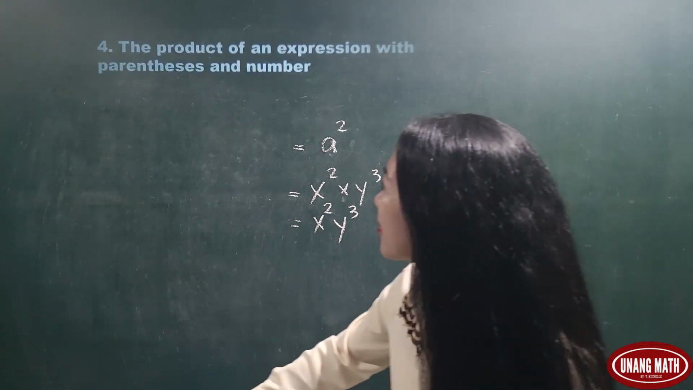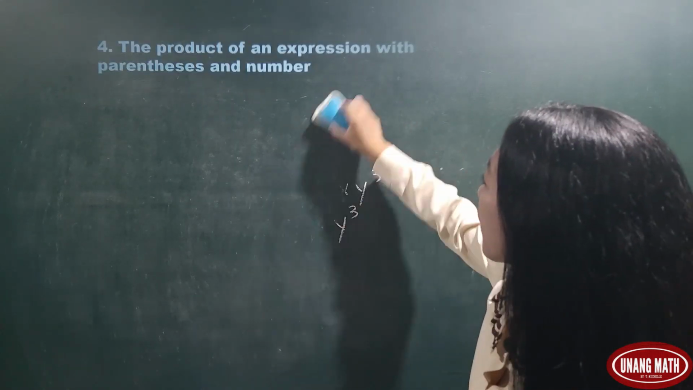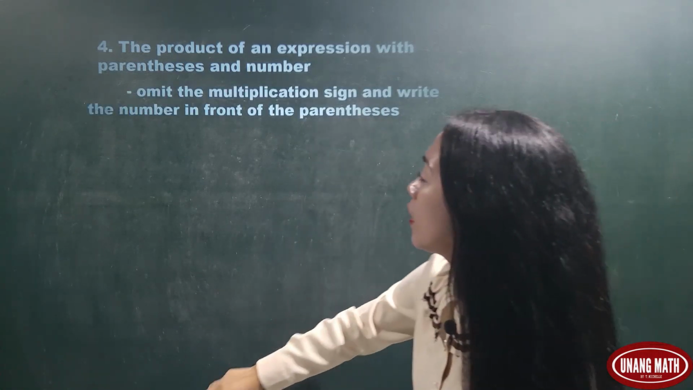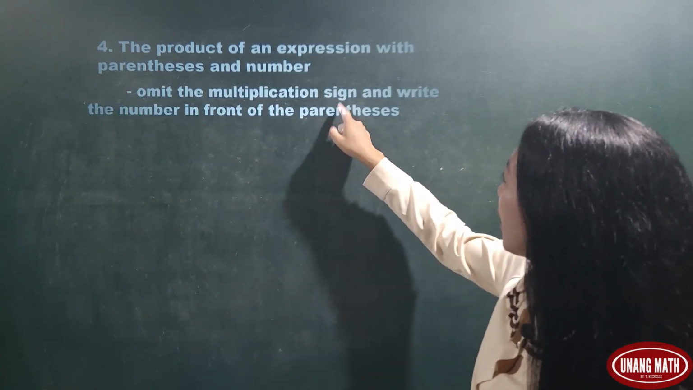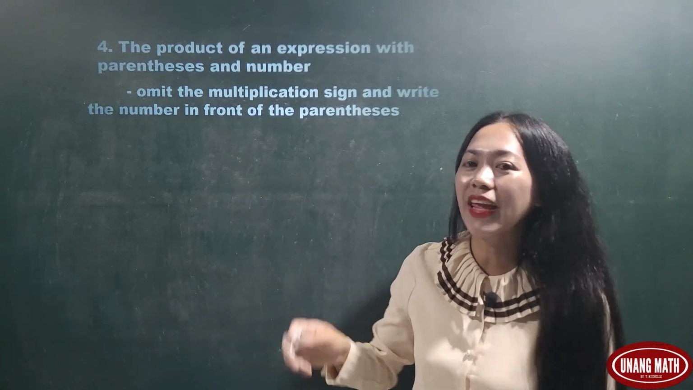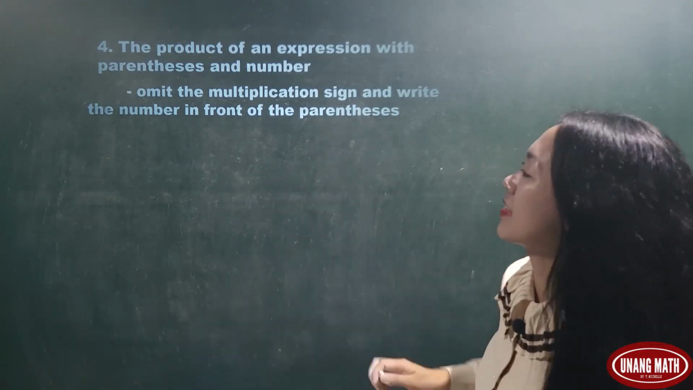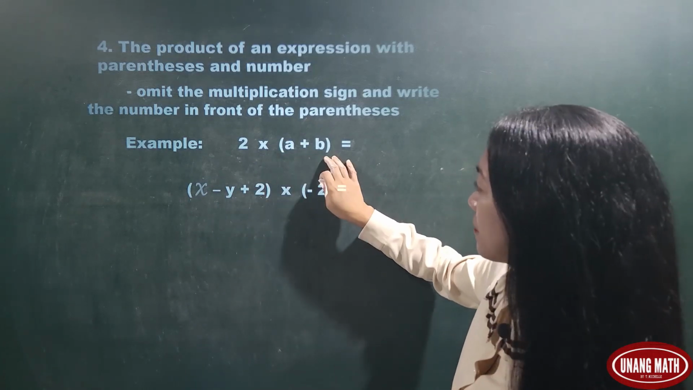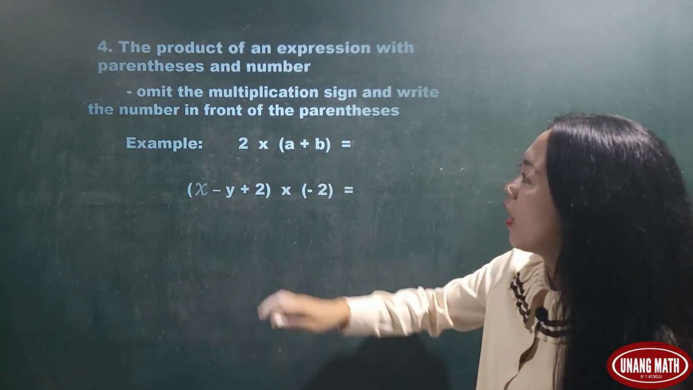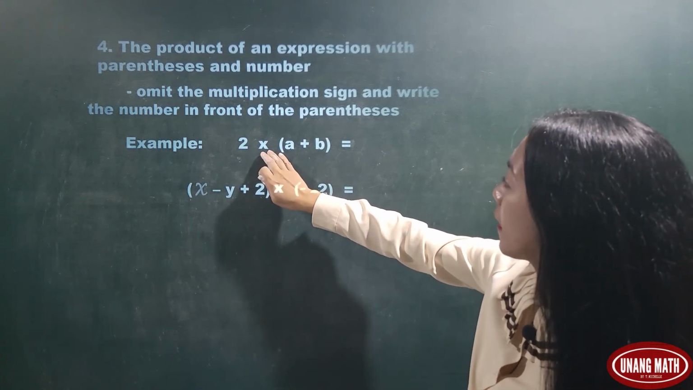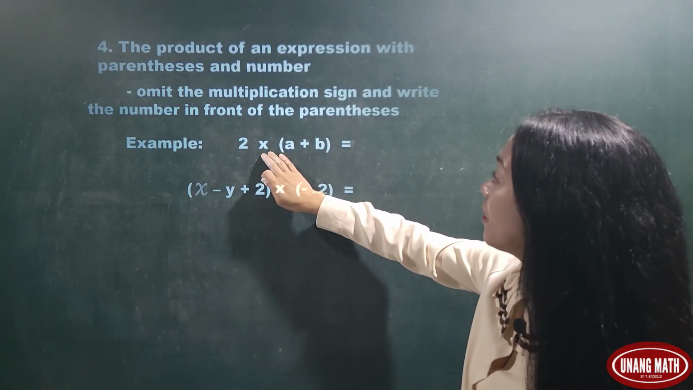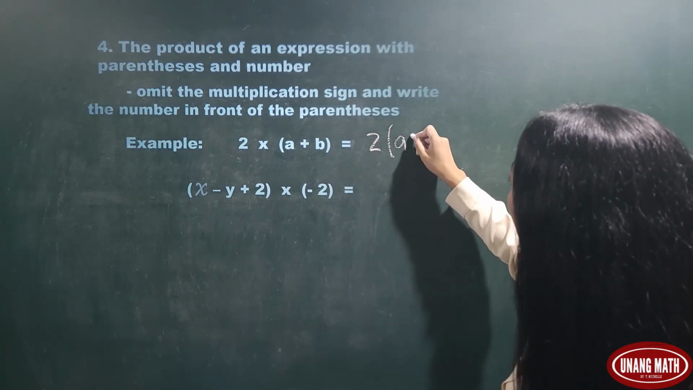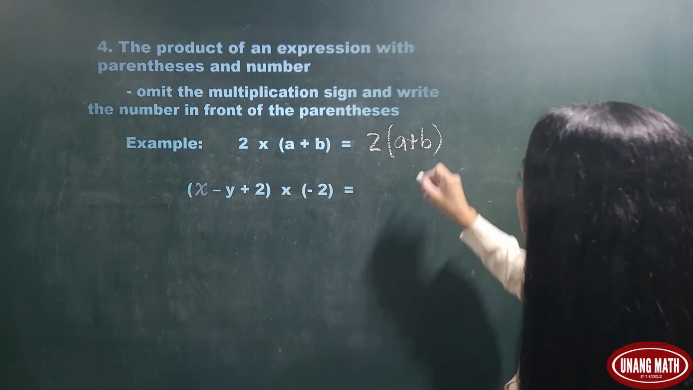Okay, fourth situation. The product of an expression with parentheses and a number. We will just omit the multiplication sign and write the number in front of the parentheses. Example, 2 times a plus b inside the parentheses. Omit the multiplication sign, write the number in front of the parentheses. So this is 2 and then a plus b.